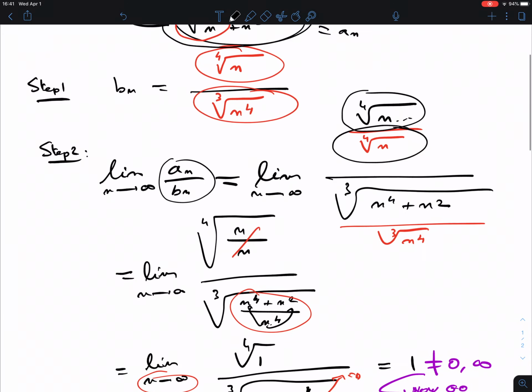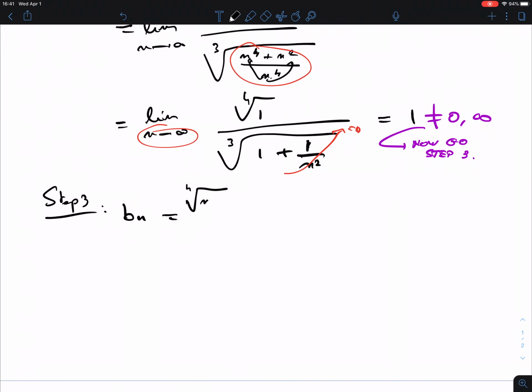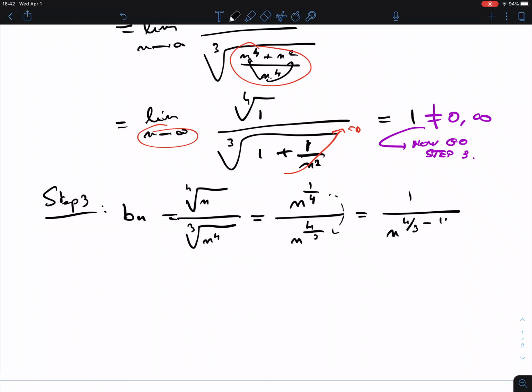So let me copy the Bn that I had here, this one. Fourth root of n on top and the cube root of n to the fourth in the bottom. And now I want to write this as a single power of n. And remember, in the P series, the power is in the bottom. Well, first of all, I'm converting the powers into rational exponents, 1/4, because it's the fourth root, divided by 4/3. It's the third root of a fourth power, okay? And now bring all this in the denominator. That means you bring this guy down there, which means subtracting. So n to the 4/3 minus 1/4.